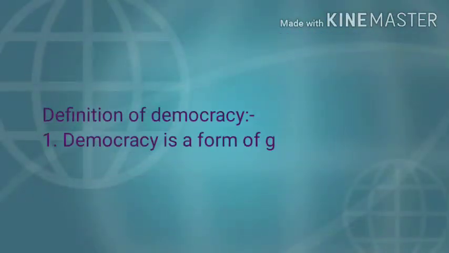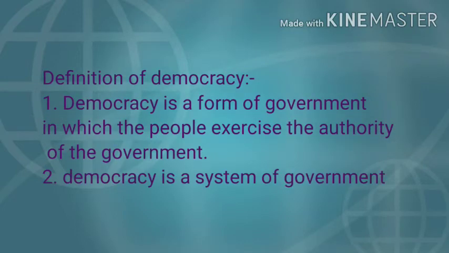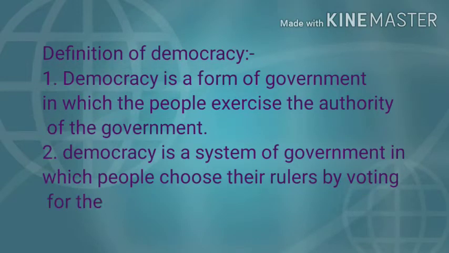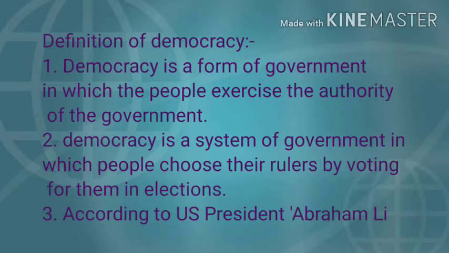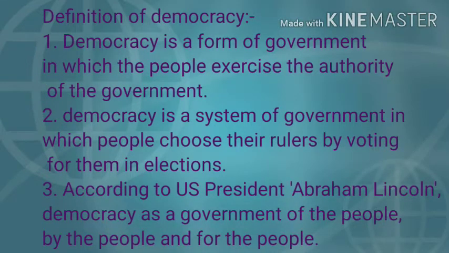Now some definitions of democracy. Number 1. Democracy is a form of government in which the people exercise the authority of the government. Second, democracy is a system of government in which people choose their rulers by voting for them in elections. Number 3. According to US President Abraham Lincoln, democracy is a government of the people, by the people, and for the people.